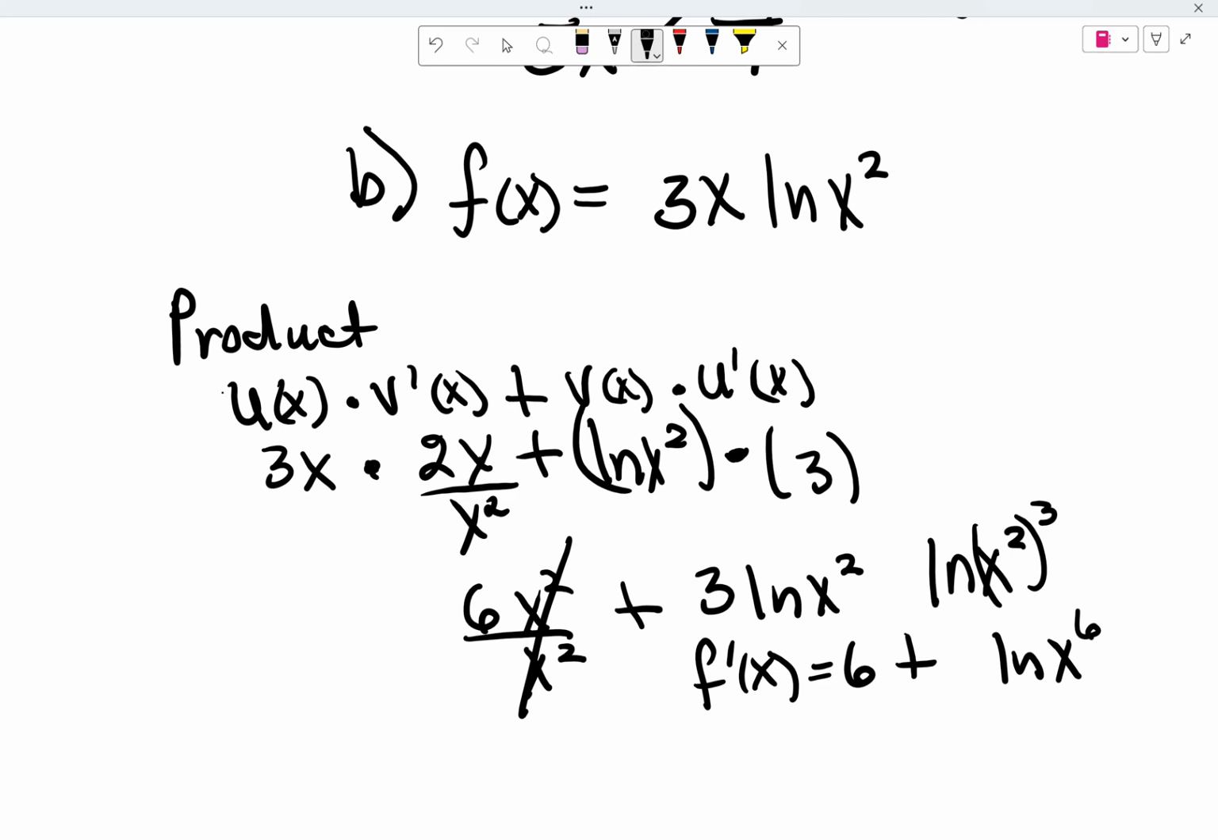And at this point, just remember we call this the power rule. This is basically power rule. So if we use power rule, that simplifies down to that.